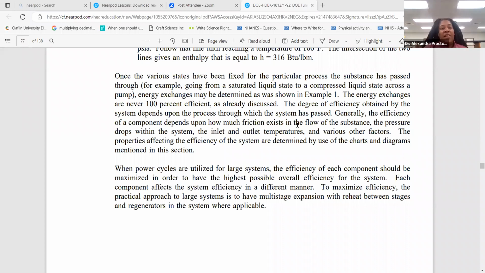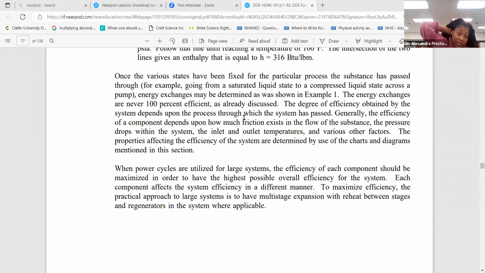So once various states have been fixed for a particular process, the substance is passed through, for example, going from a saturated liquid to a compressed liquid across a hump. Energy exchanges can be determined. Like what you saw in example 1, energy exchanges are never 100% efficient. Remember we talked about that. You don't have all of your fuel, for example, that gets converted into work.